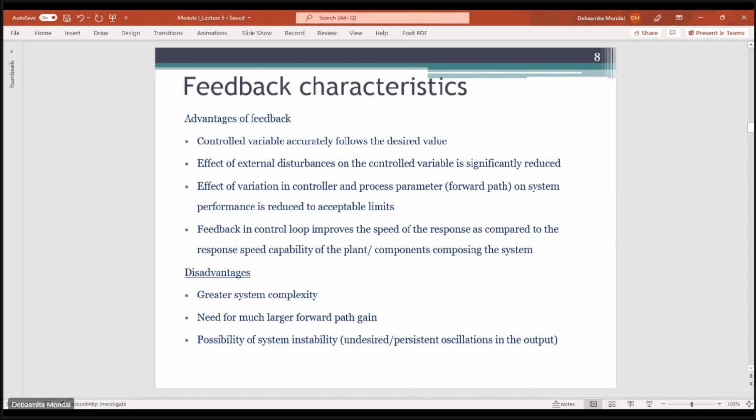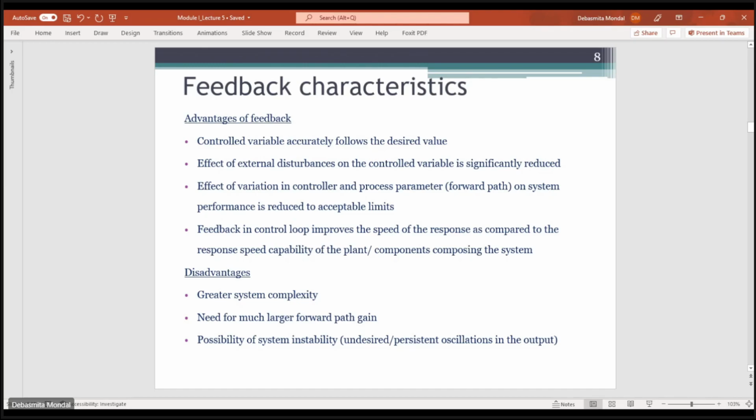Secondly, by using feedback, we can nullify or reduce the effects of external disturbances on the control variable. Similarly, consider any variation in the system, for example changes in the controller or the process parameters. Like the forward path transfer function, we saw that it was G(s). Now let us say there is some variation in the value of G(s).